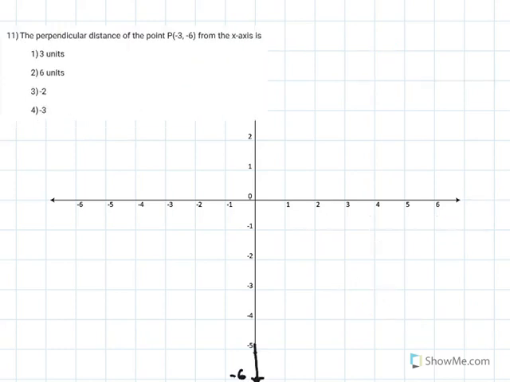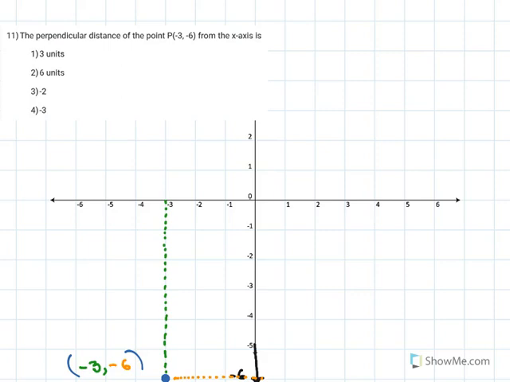The perpendicular distance of the point P (-3, -6) from the x-axis is, let's first plot this point. Minus 3, minus 6 would be here. Now let's see what is the perpendicular from the x and the y axis. So here minus 3, why is it minus 3? Because here it is minus 3 and this is for minus 6.